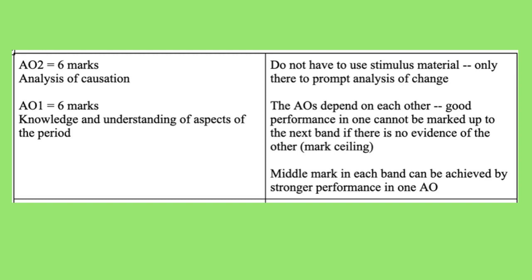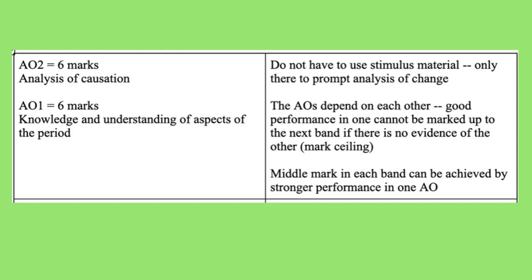overview video. Now, we know that 6 marks are available for AO2, which is your analysis of causation. Remember that the question has asked you to explain why. That means that you need to think about the factors and things, events, developments that led to this. So what do you think caused it? Now, you can use the 2 stimulus points given to you in the question. You don't have to, but you can.